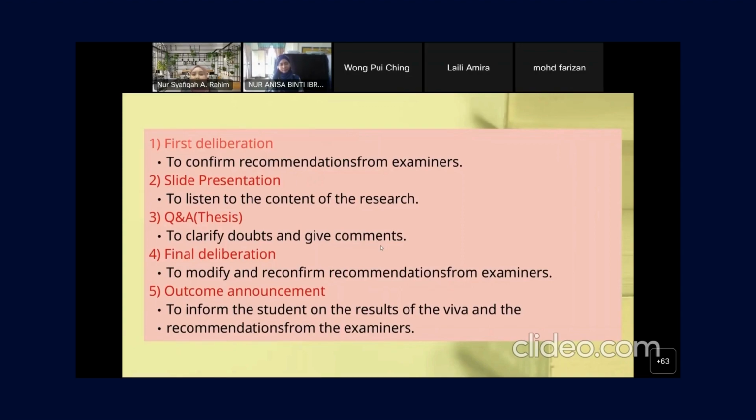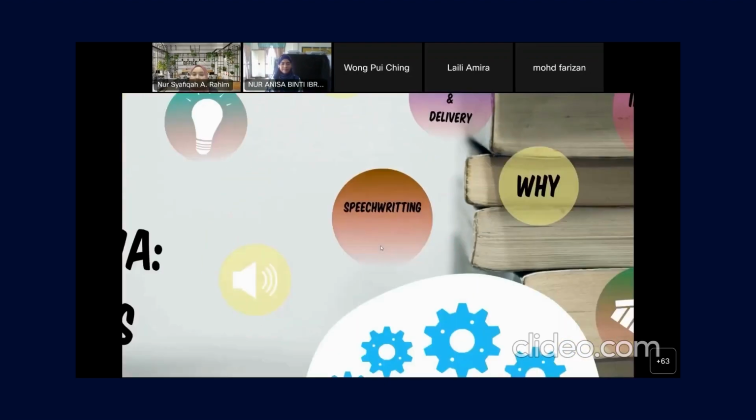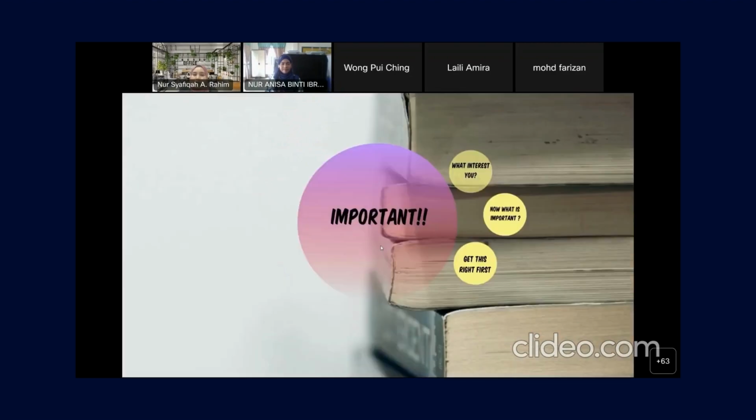Okay, so the examiner, supervisor, and the chairman will have a second round of discussion after your presentation and Q&A session. And then the chairman will ask the students to come in to listen to the announcement of the result. All right, so these are the components, the overview of your Viva Voce session. And now we go to the important parts, all right?